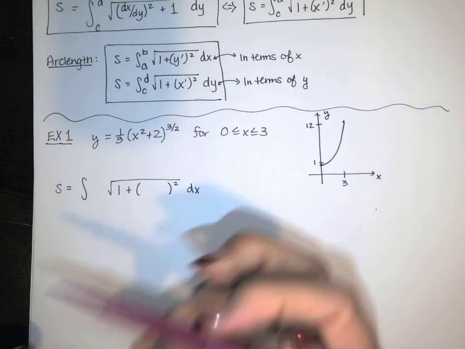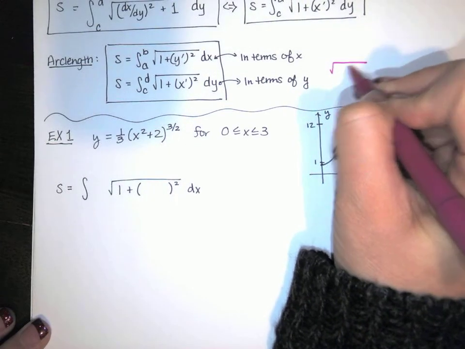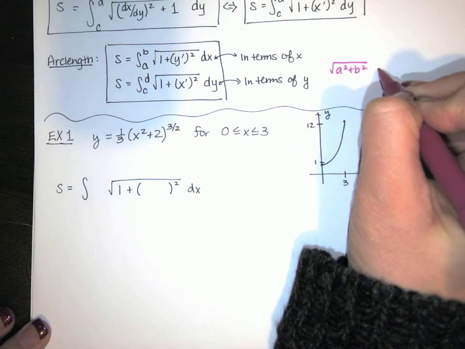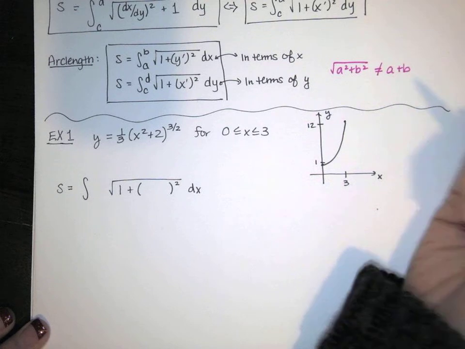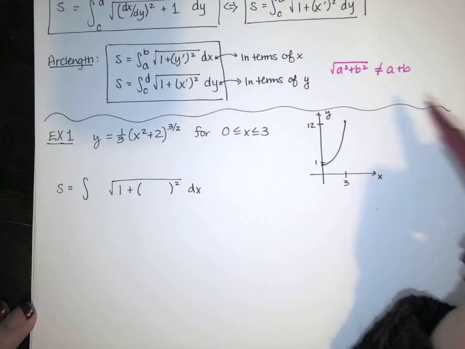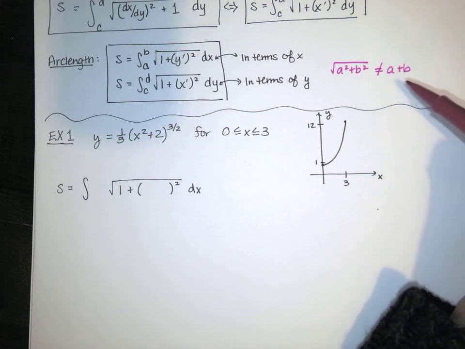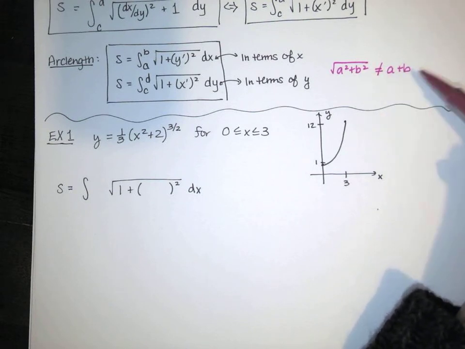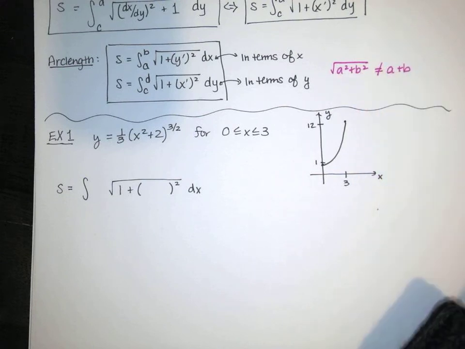Now, you can't just call that 1 plus y prime. You can't just take the square root of each piece. The square root of a squared plus b squared is not equal to a plus b. That does not work that way. So please don't tell me that's 1 plus y prime, because it's not. You can just plug in a couple values for a and b, and you'll see most of the time that this is not true. This is not generally true. So don't try to take the square root of each piece and then just add them, because it doesn't work.